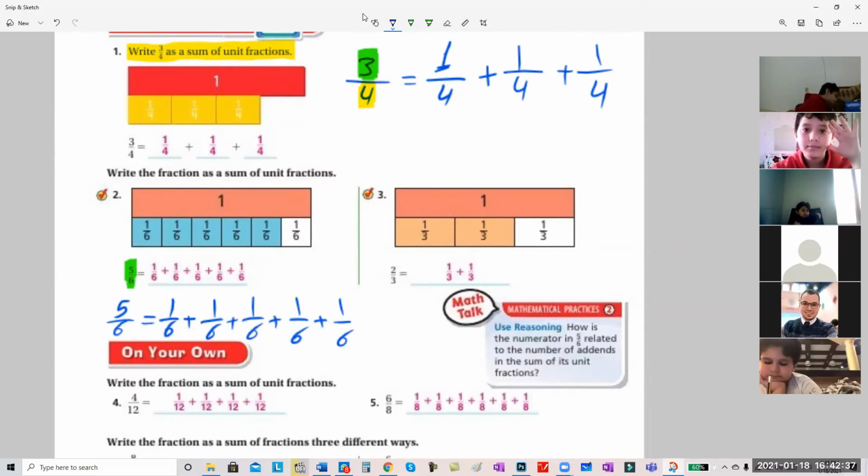Wissam said, the next one, Mister. Okay, we have here 2 over 3. 2/3. What is the unit fraction here?